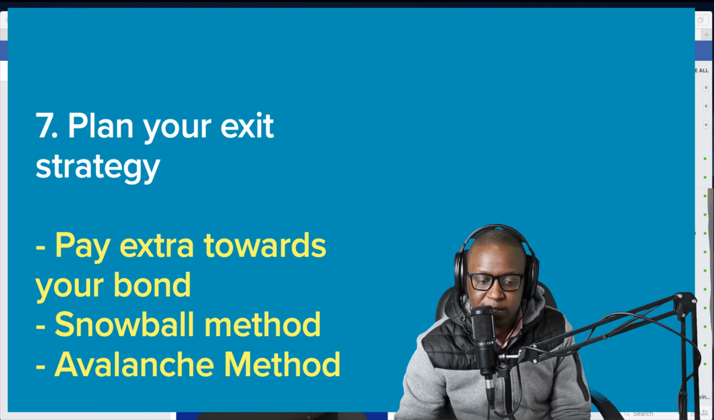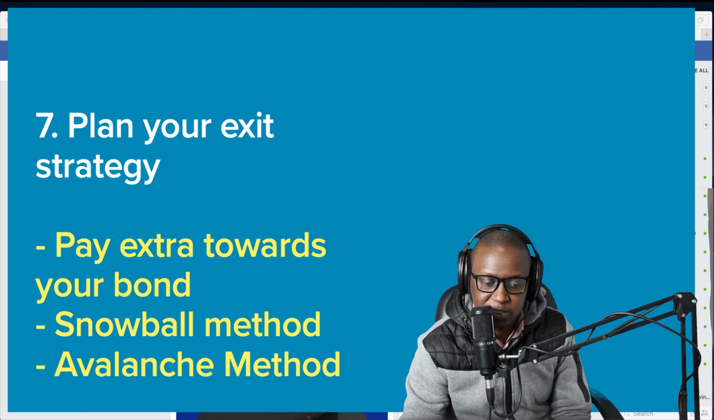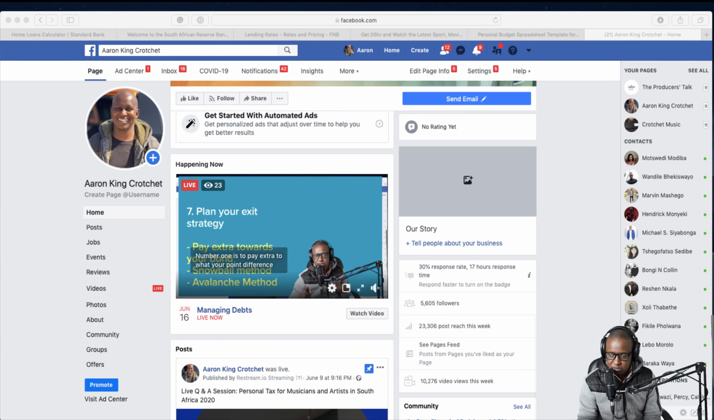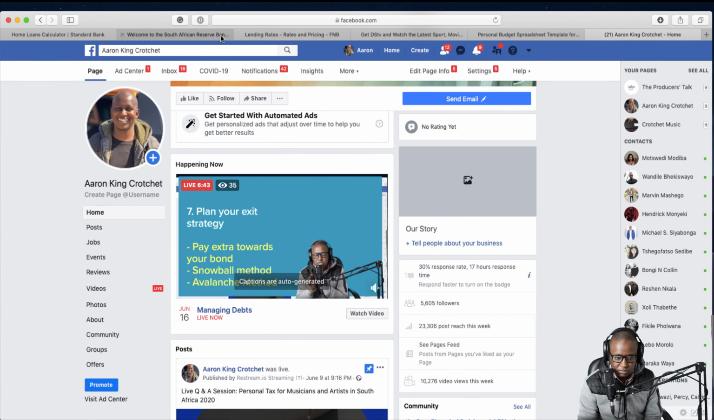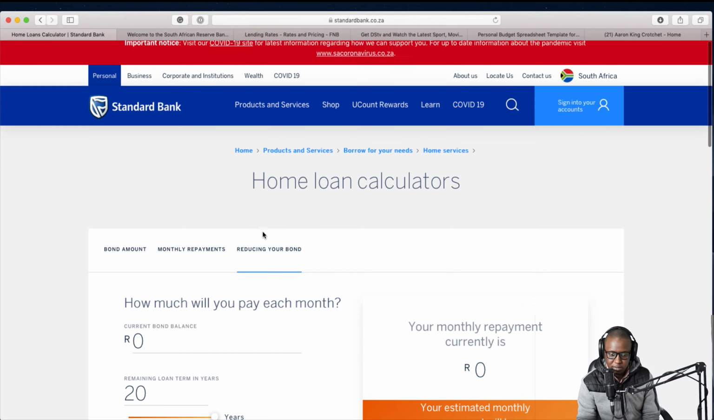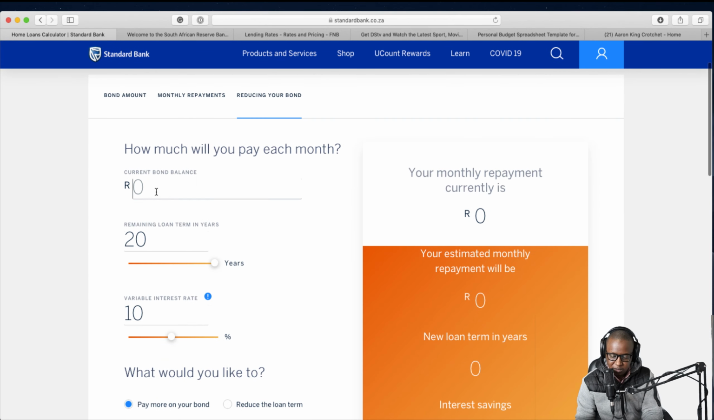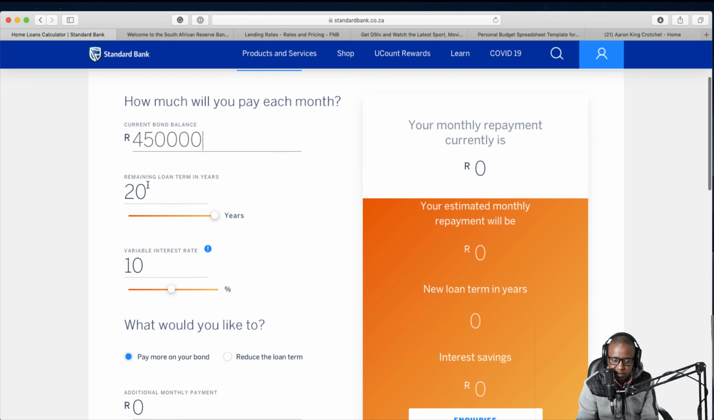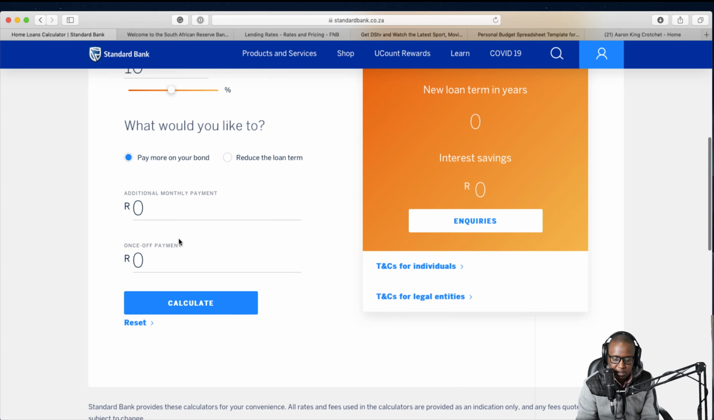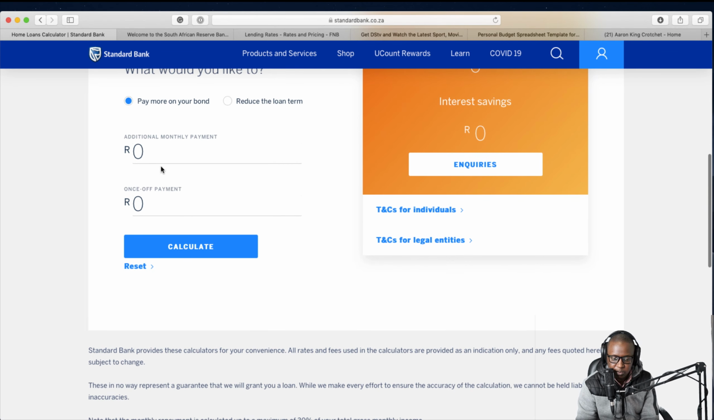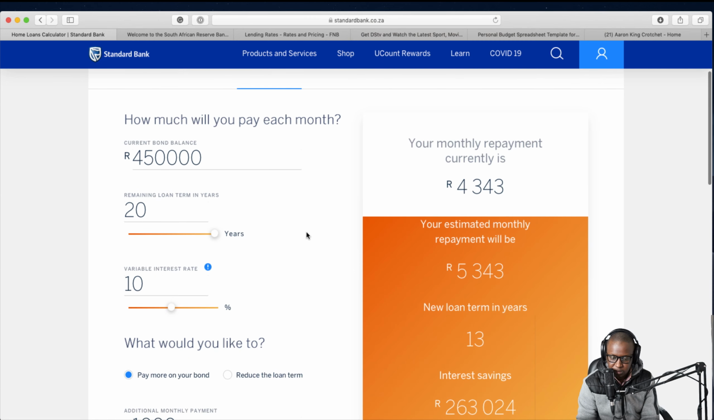Let me show you a scenario here on using the Standard Bank home calculator. All right, let's go there. I'll show you now. Let's say you've got a bond for 450,000. Remember, the payment term is 20 years. And then say you decide to put in an extra 1,000 rand towards your bond. Let me show you what happens there.